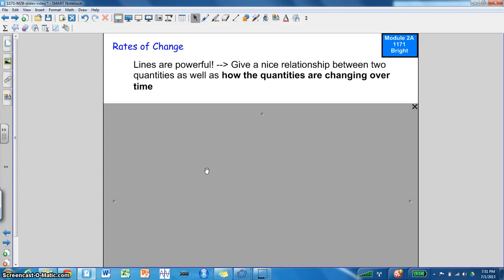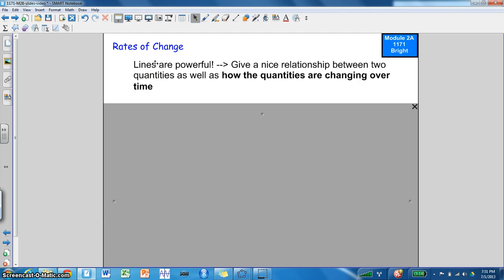Having discussed local linearity, we want to revisit that idea and discuss more why we actually care about local linearity. The other part of this module is to talk about rates of change. We're going to get there, but first we need to remember the different properties of lines.